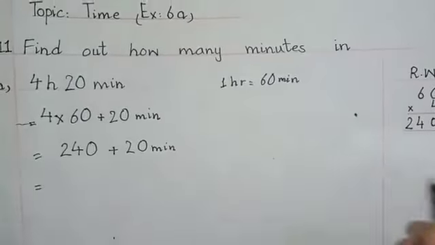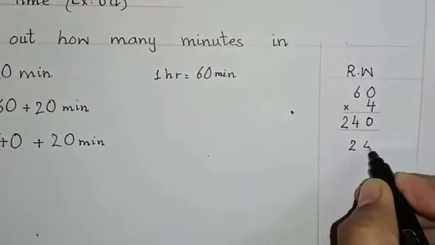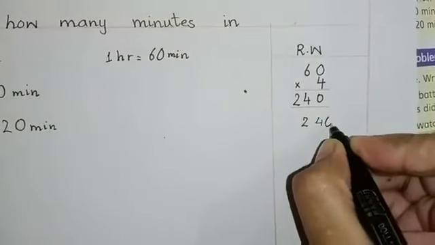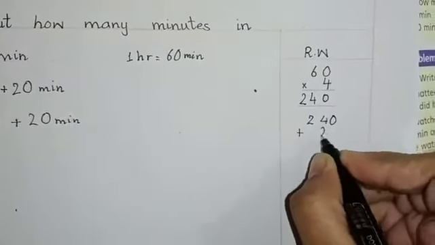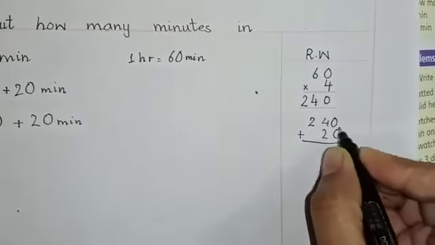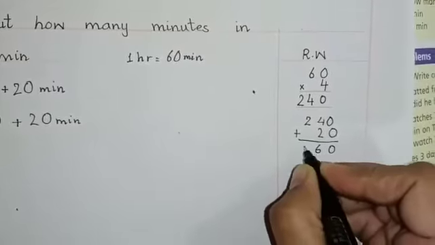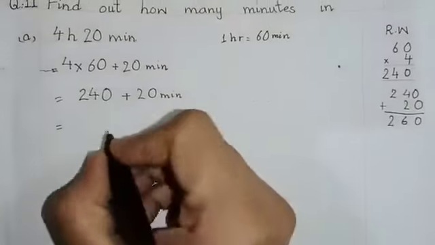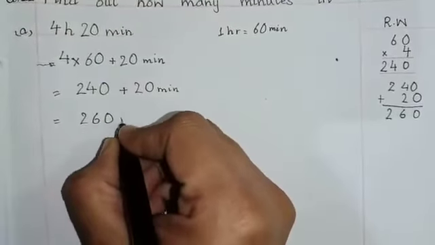Now we will add 240 and 20. 0 plus 0, 0. 4 plus 2, it's 6. 2 as it is. So the answer is 260 minutes.